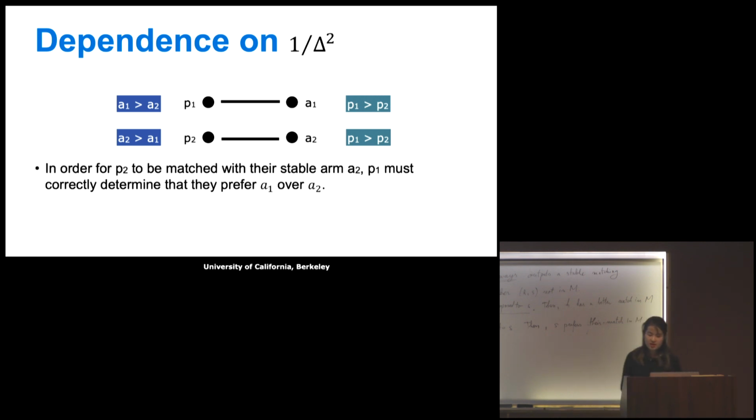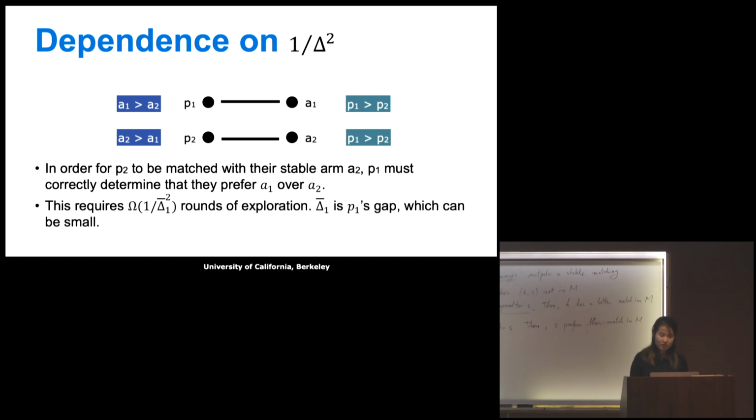But now the problem is, in order for player 2 to be matched with their stable arm, player 1 must first decide which arm they prefer, right? Because if player 1 is confused between arm 1 and arm 2, maybe sometimes it chooses arm 2. But when it chooses arm 2, who will player 2 be matched with? There's only one choice: arm 1, right? So for player 1 to know which arm is better, they need to explore 1 over gap squared rounds. And this gap is the gap for player 1.